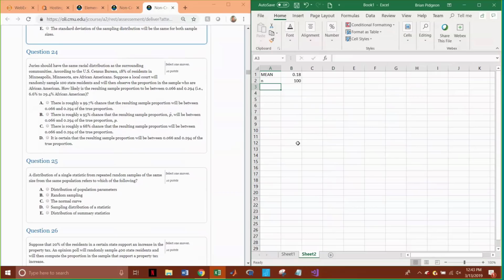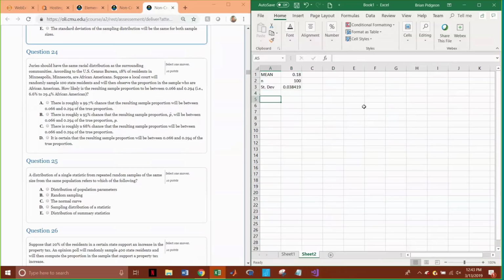Well, what we need to calculate first, now that we're dealing with a sample proportion, is the standard deviation of its sampling distribution, or the standard error. So the standard deviation is going to be the square root of p times 1 minus p, divided by n. I just click the values, and that's why I put them in first. Be careful with parentheses. So the standard deviation here is 0.038.